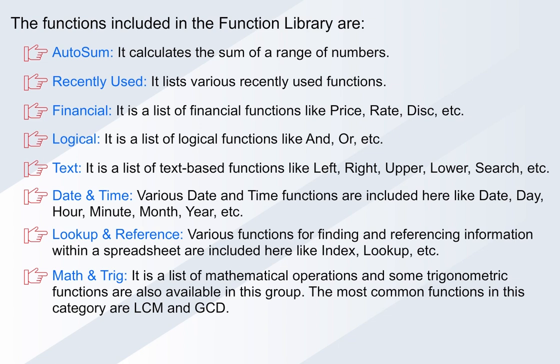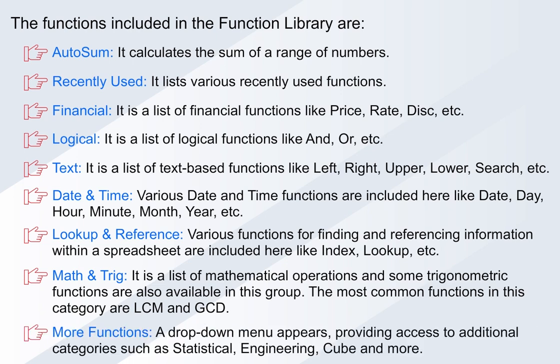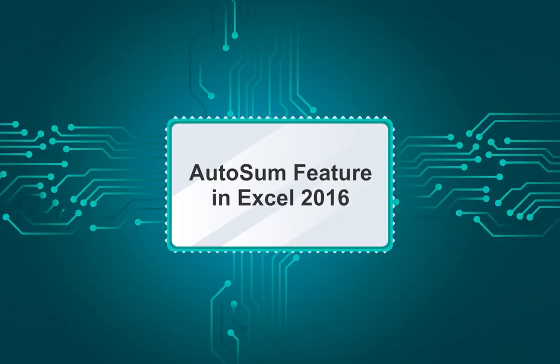Math and Trig. It is a list of mathematical operations, and some trigonometric functions are also available in this group. The most common functions in this category are LCM and GCD. More Functions. A drop-down menu appears providing access to additional categories such as Statistical, Engineering, Cube, and more. AutoSum feature in Excel 2016.